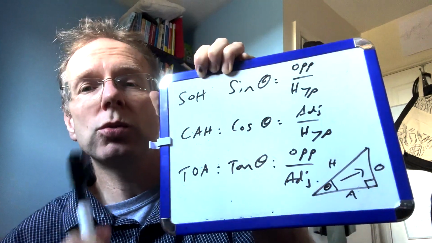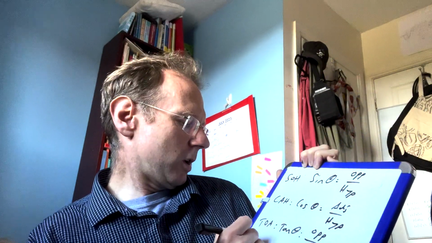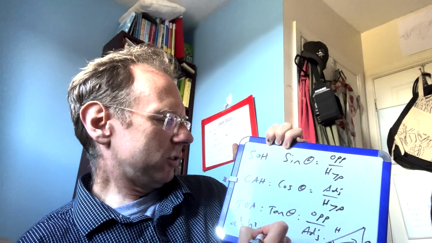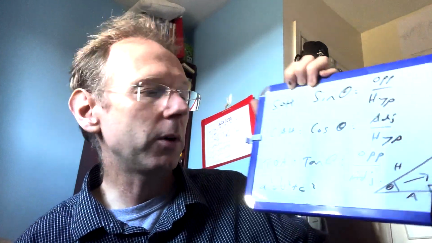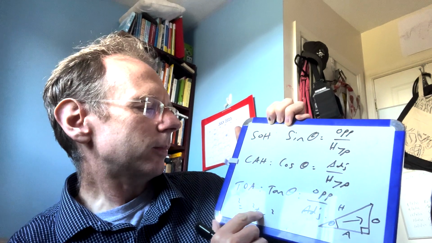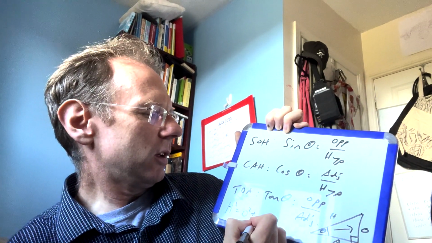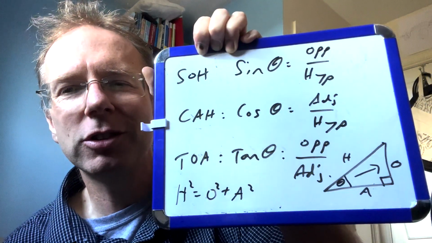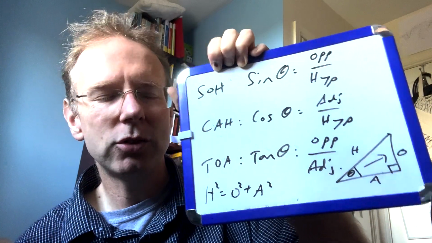Okay, so Sohcahtoa is very important, and also you need to remember about Pythagoras' theorem. Close personal friend of mine, a squared is b squared plus c squared. He must have been so happy when he figured that out, because he's probably spent a long time thinking about it. Or in this example, it would be h squared is o squared plus a squared. Basically, the square of the hypotenuse is equal to the sum of the squares of the other two sides.